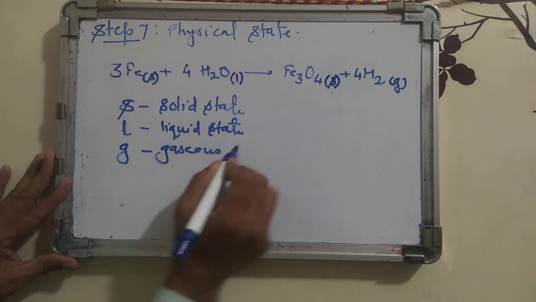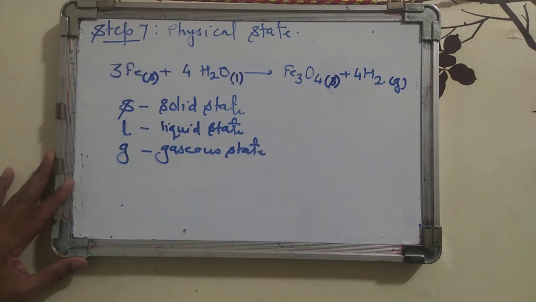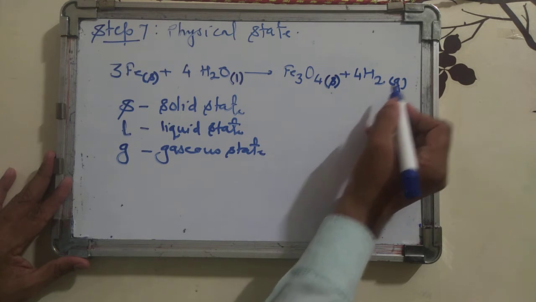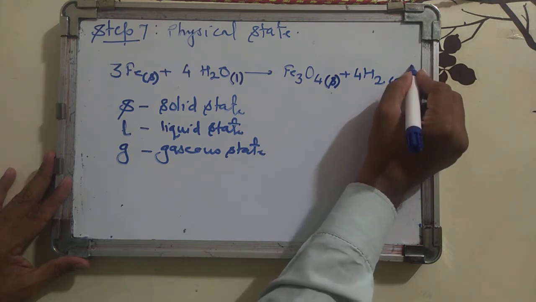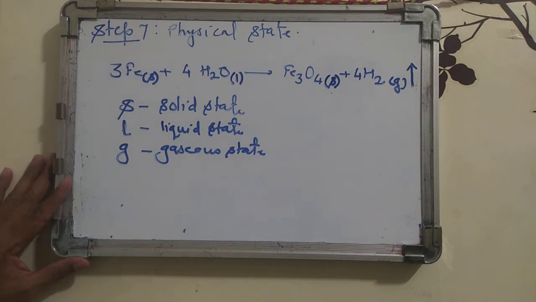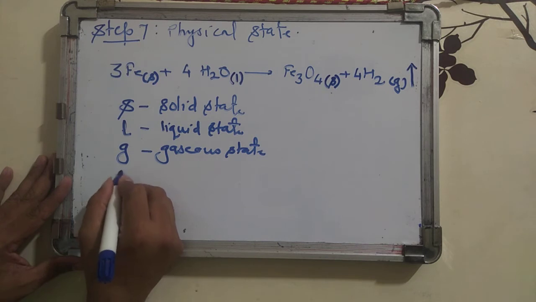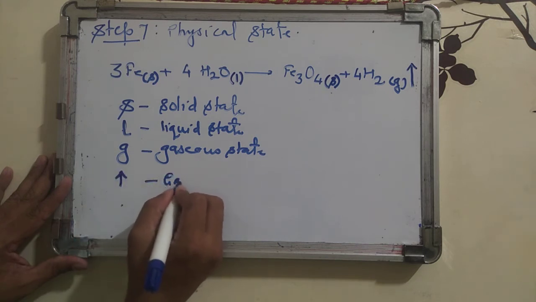In this way, without mentioning the state, it is not possible to understand the chemical reaction. Besides the state, if a gas is produced during the reaction, obviously it will be released from the reaction mixture. That's why we put an upward arrow just beside this H2 gas. This arrow indicates that the gas is formed.